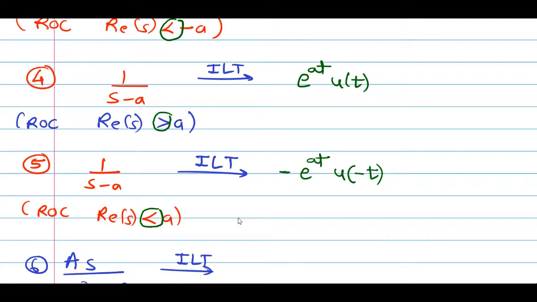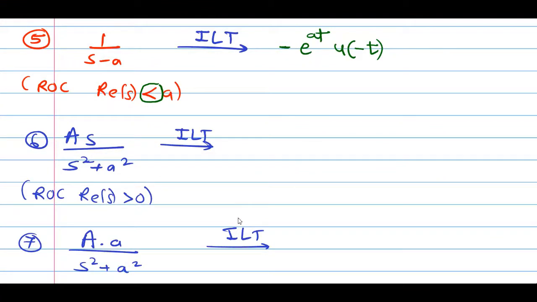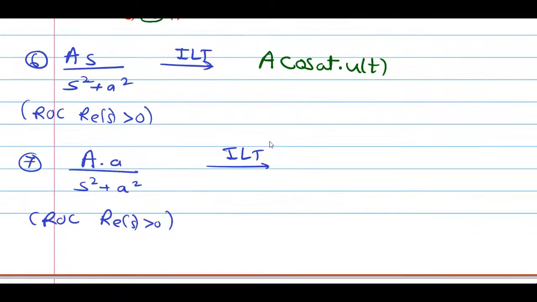Then next, s upon s square plus a square. ROC is real of s greater than 0. So this is the inverse Laplace transform of cos of at into u of t, and a is a constant and that is the amplitude. Then a upon s square plus a square. So this is the inverse of sin at into u of t. Constant a is present, so it is getting multiplied with constant a.